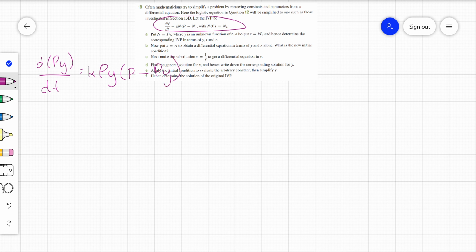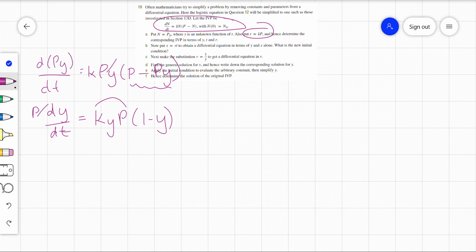Alright, so just remember this P is a kind of constant, so we can put it out the front and say P dY/dt is equal to the other side. So we can cancel the P's and you can see dY/dt will be kY. I'm going to factorize by P here, kYP(1 minus Y). And we're also using r equals kP, so we have a kP here, so this will be rY(1 minus Y).